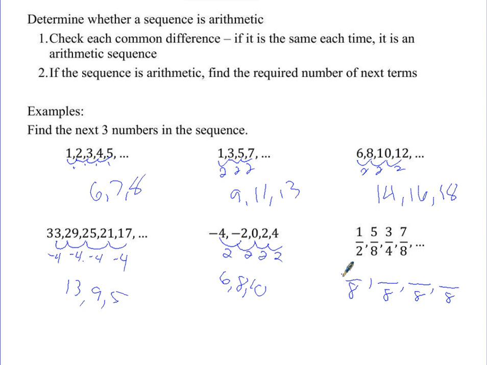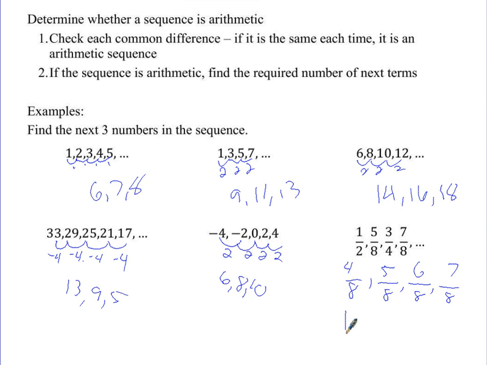So 1/2 turns into what? 4/8. 5/8 turns into 5/8. 3/4 turns into 6/8. And 7/8 turns into 7/8. Is this an arithmetic sequence? Yes, it is. Because we are adding 1/8 each time. 4/8 plus 1/8 is 5/8, plus 1/8 is 6/8, plus 1/8 is 7/8. So my next term would be what?